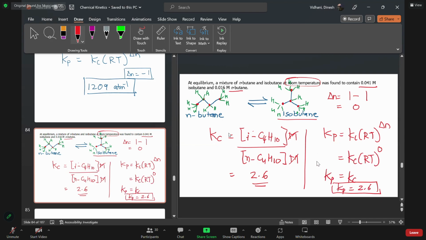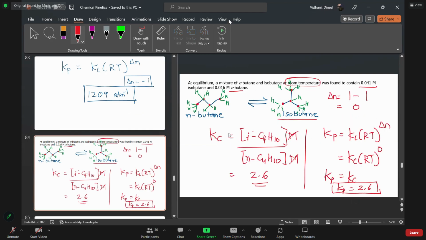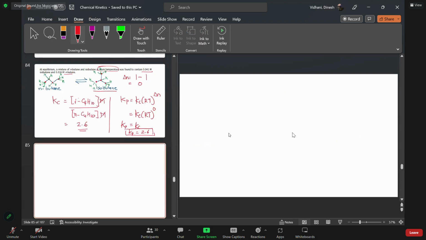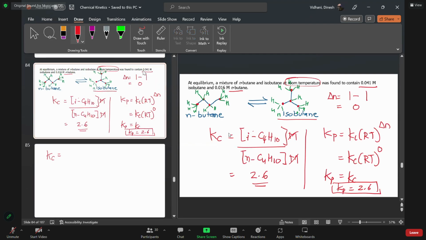What would be the units of Kp in this case? No units, just like we don't have any units for Kc, we don't have any units for Kp. Make sense? Yes. Okay, so let me expand this. Since this came up, I'll just put those values. Suppose if it's Kc, the value that we are putting here is 0.041 molar.